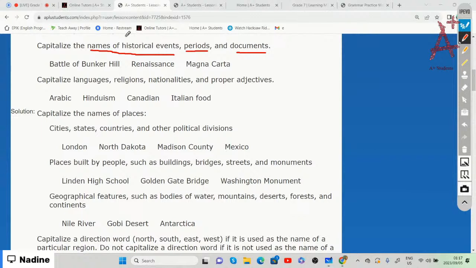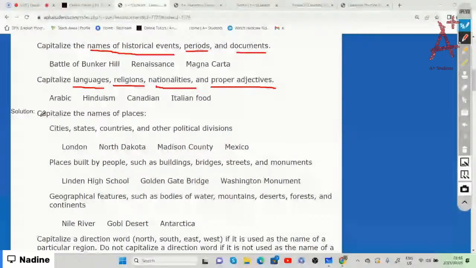We also capitalize languages, religions, nationalities, and any other proper adjectives. Remember, language is important. So if you speak English, Arabic, French, Afrikaans, then we capitalize your language, because language is important, a form of our heritage.